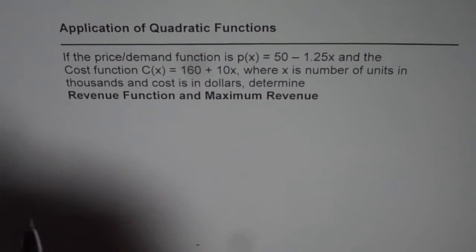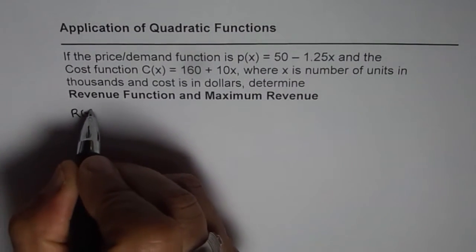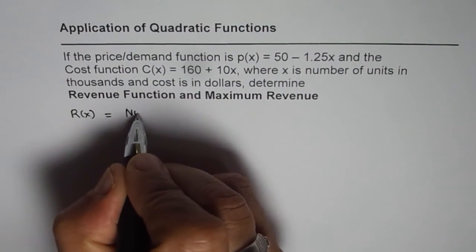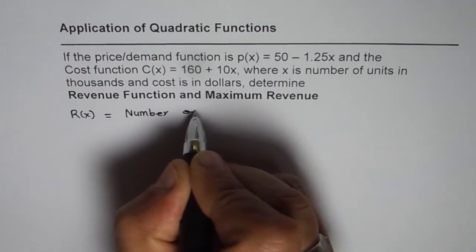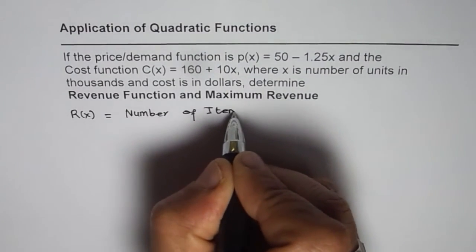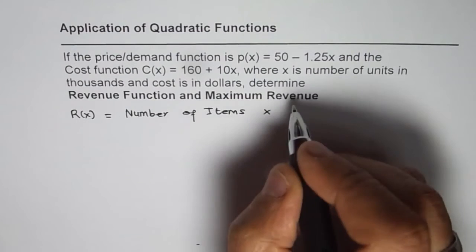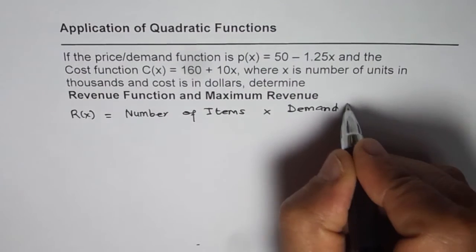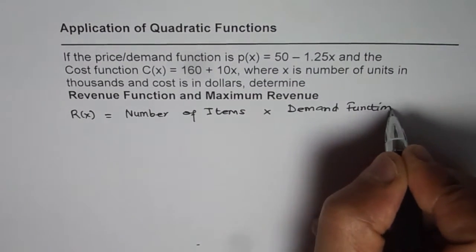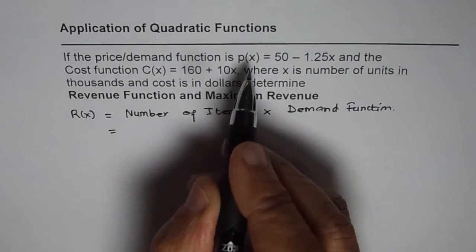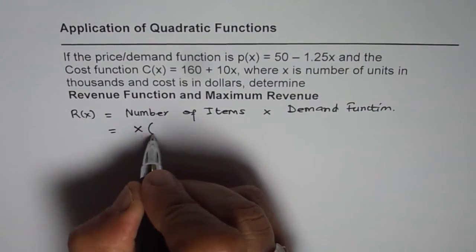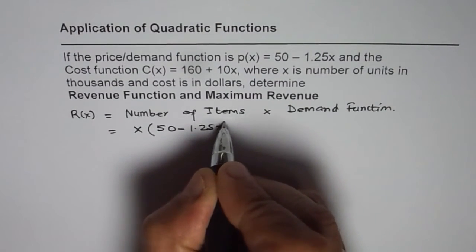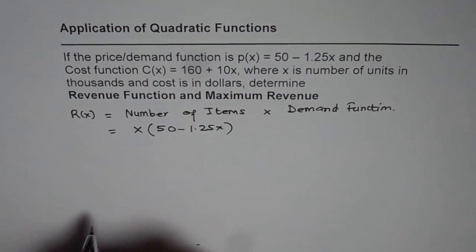Now, revenue function, let's write it as r of x, is basically equal to number of items times the price function or the demand function. So that is how we define revenue function. Now the demand function is already given to us, so we can multiply it by x. So x times 50 minus 1.25x. So that becomes the revenue function.